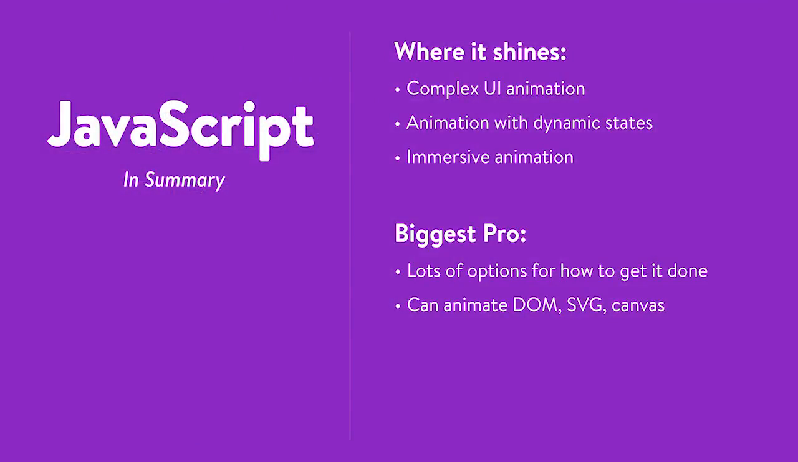It's really great for complex UI animations, with a lot of things going on, all those examples that we looked at. Any animation of dynamic states, and things that are more immersive in storytelling. Because that additional bit of logic and knowledge that JavaScript can tap into can really make it easier and more effective for doing these more immersive things.